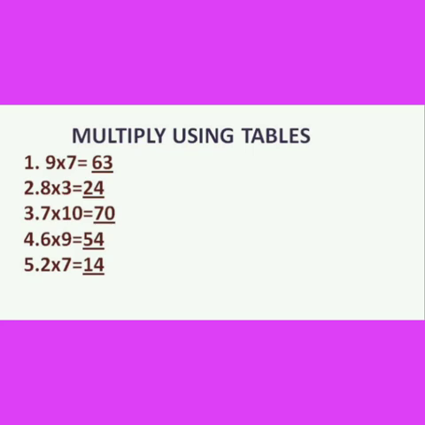Yes. Here, by using tables, we are going to find out the product. 9 sevens are 63, 8 threes are 24, 7 tens are 70, 6 nines are 54, and 2 sevens are 14. So children, you should learn thoroughly the tables from 2 to 10. Daily you have to learn and write 2 tables, that is 2, 3, 3, 4 like that till 10. Okay children? Yes.